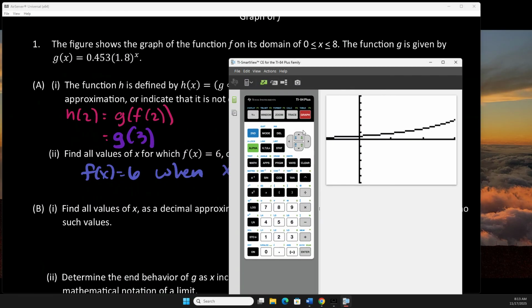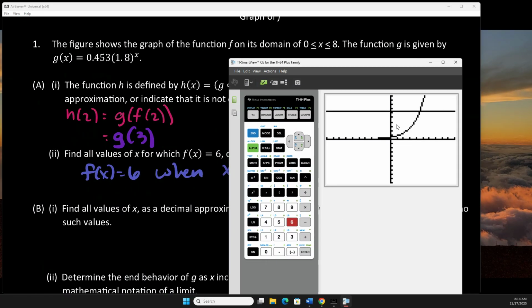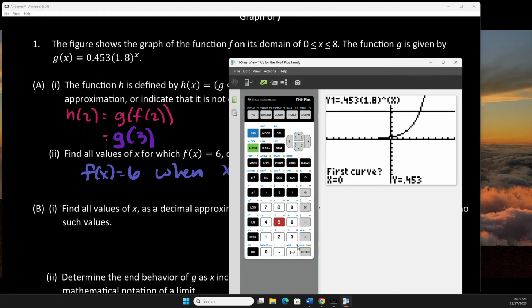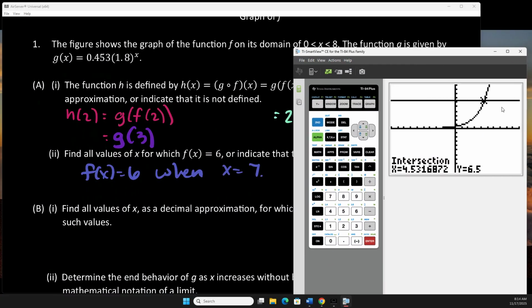Okay, I'm going to change my window a little bit because I was doing something else last time I did this. So zoom 6 will always get you to a negative 10 by 10 window. All right, so we can see they cross right here. And so we're going to second trace number 5 and hit enter 3 times. Now, if they crossed at 2 places, we would need to move close to one of the intersections and hit enter 3 times, but this one, they only intersect at 1 point. So if this says intersection, that's going to be the answer.